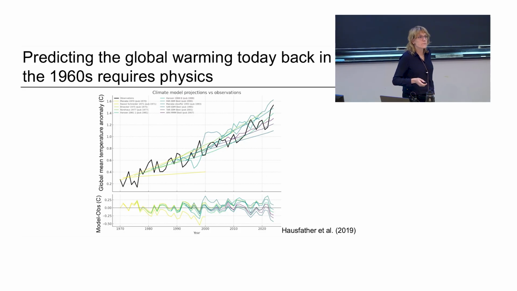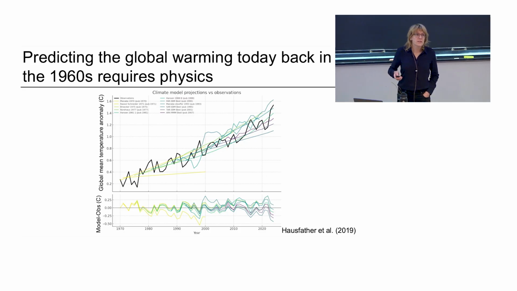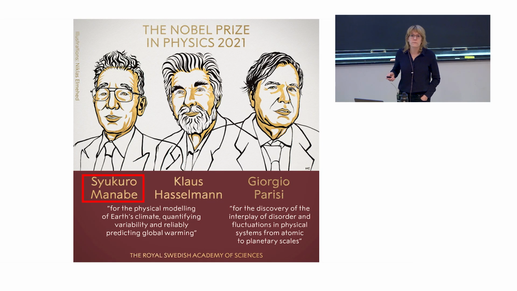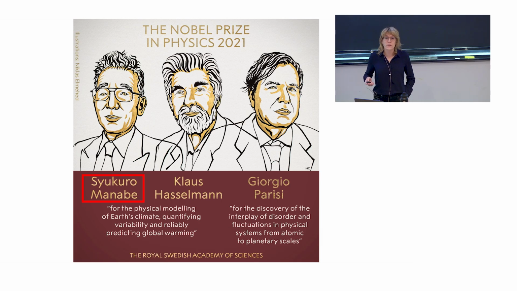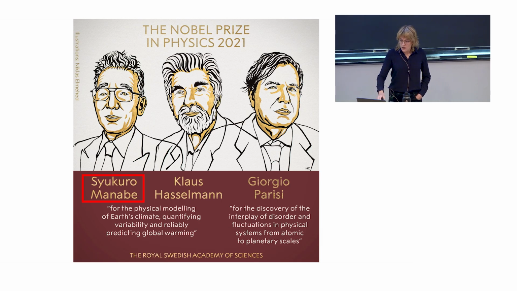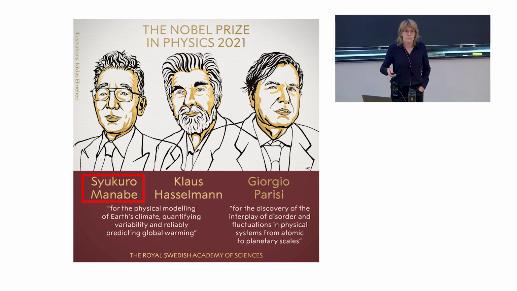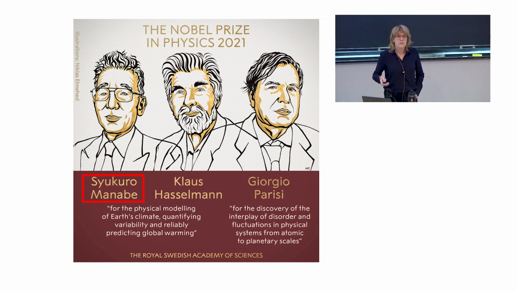And I'm really going to leverage it off of this success, which was awarded part of the Nobel Prize in Physics in 2021. This was a prize that was awarded to two climate scientists, Syukuro Manabe, who is from Princeton University and the Geophysical Fluid Dynamics Laboratory, which is funded by the National Oceanic and Atmospheric Administration, and Klaus Hasselmann, who is a scientist at the Max Planck Institute for Meteorology in Hamburg, Germany.